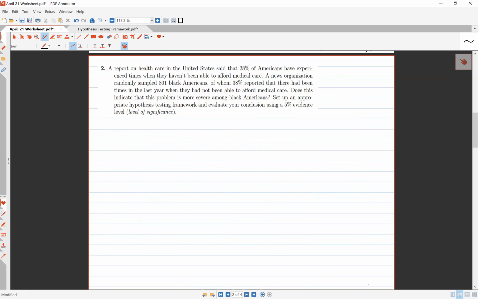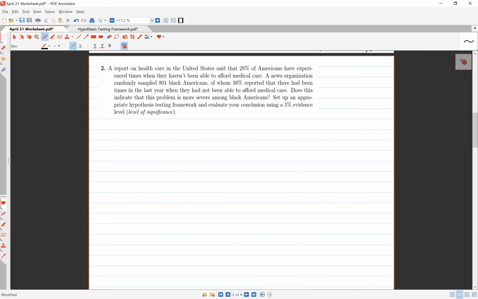Okay, let's look at example 2. A report on healthcare in the United States says that 28% of Americans have experienced times where they haven't been able to afford medical care. A news organization randomly sampled 801 Black Americans, of whom 38% reported that there had been times in the last year where they had not been able to afford medical care. Does this indicate that the problem with access to medical care is more severe among Black Americans? Set up an appropriate hypothesis testing framework and evaluate your conclusion using a 5% evidence level, also known as a level of significance.